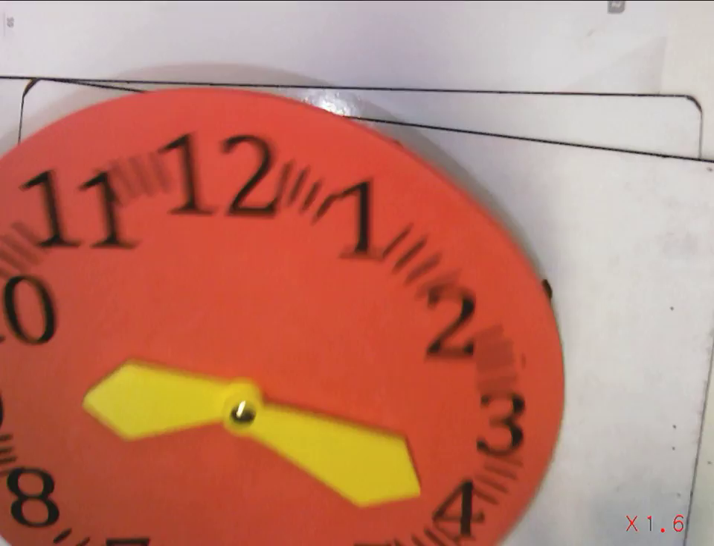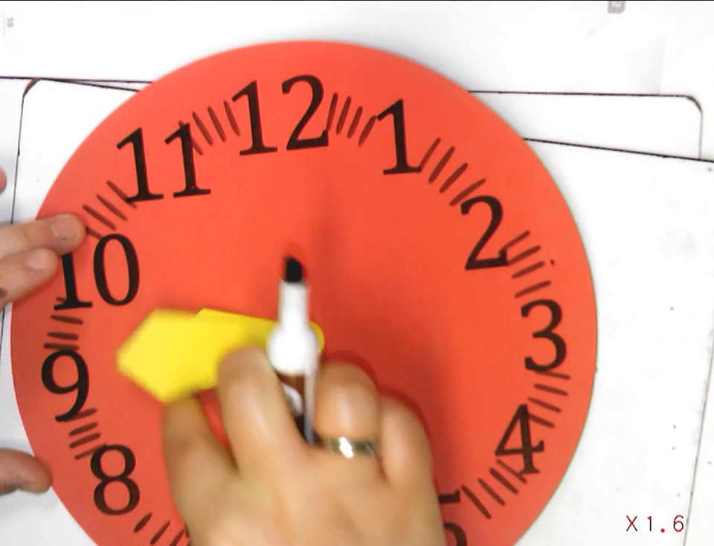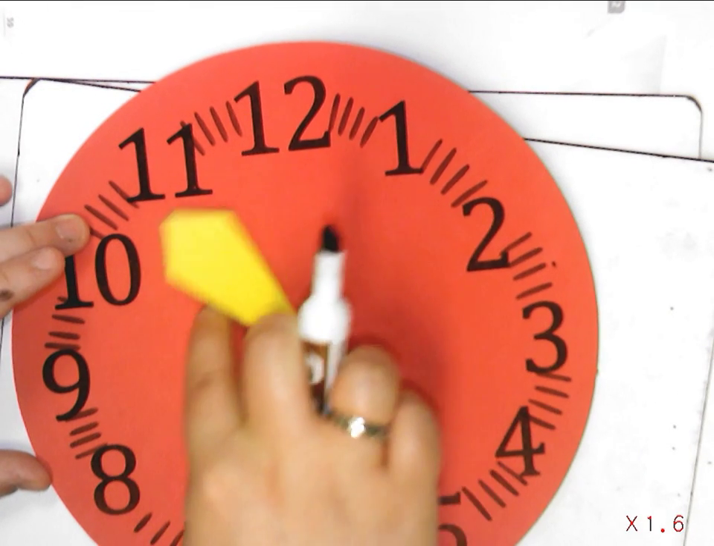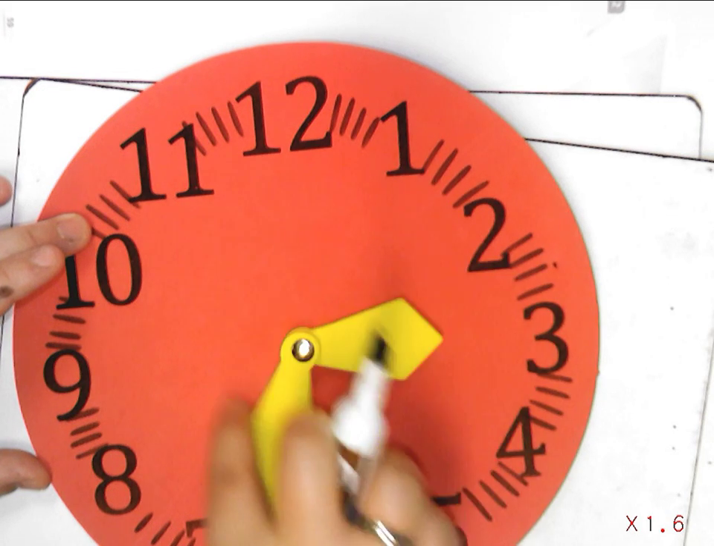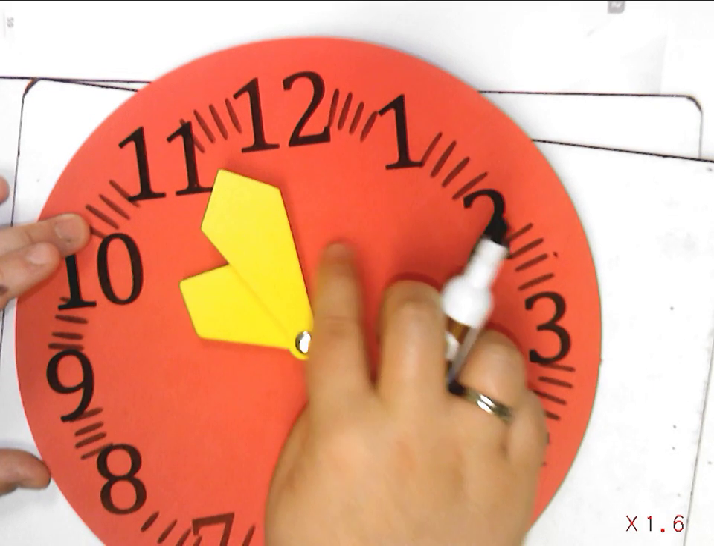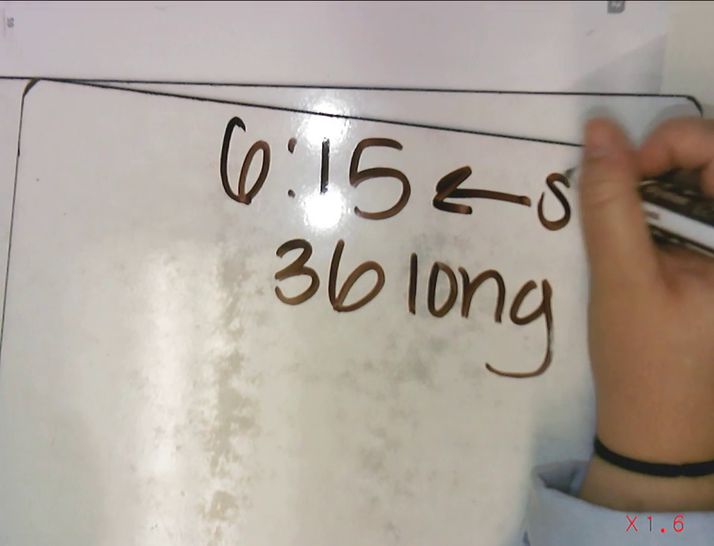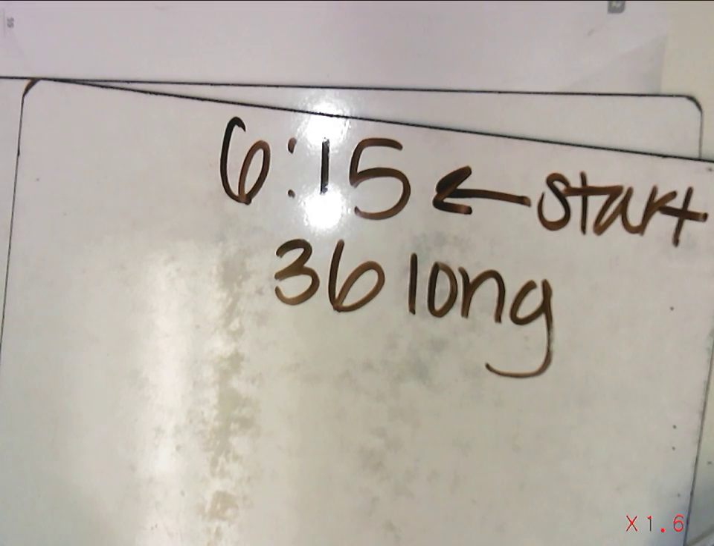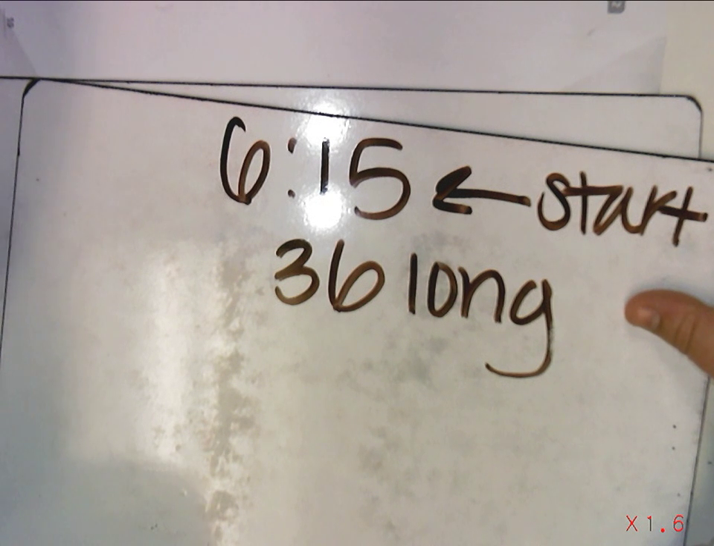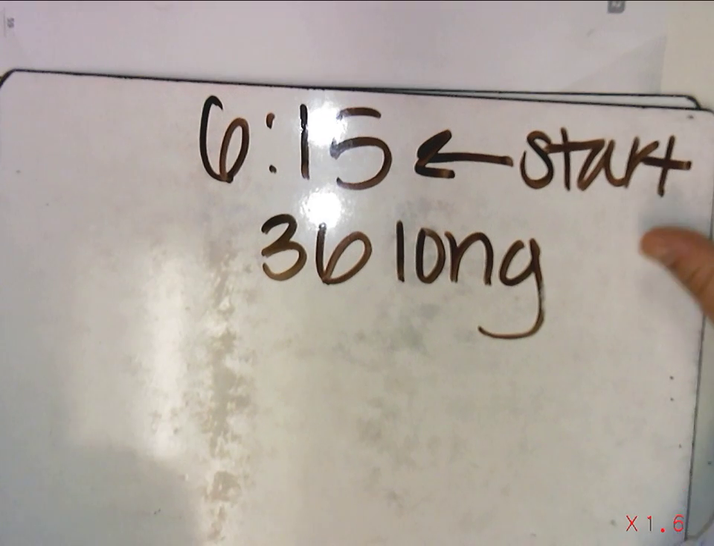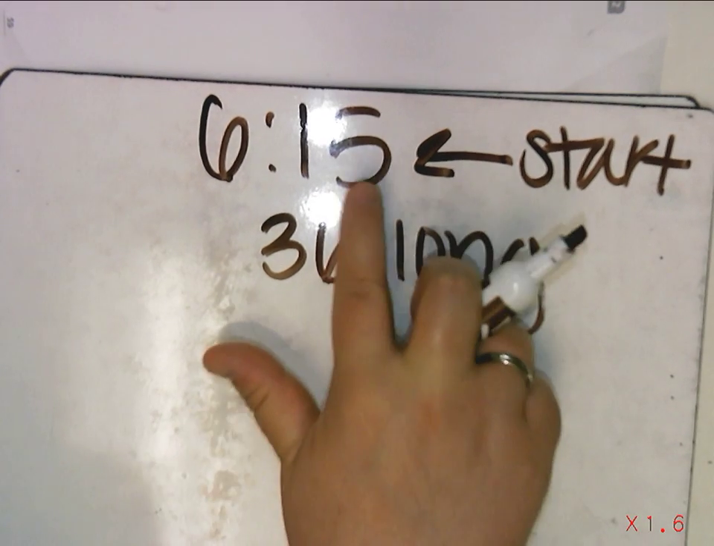Okay, so do you think I'm going to be going this way on the clock? Is time being added or is time being subtracted and taken away? Because we know the start time here. In that last problem, we only knew the finishing time. Now we know the start time. So the start time here is 6:15 and it was 36 minutes long. So we're going to be adding, I hope you were thinking that, 36 minutes to 6:15.